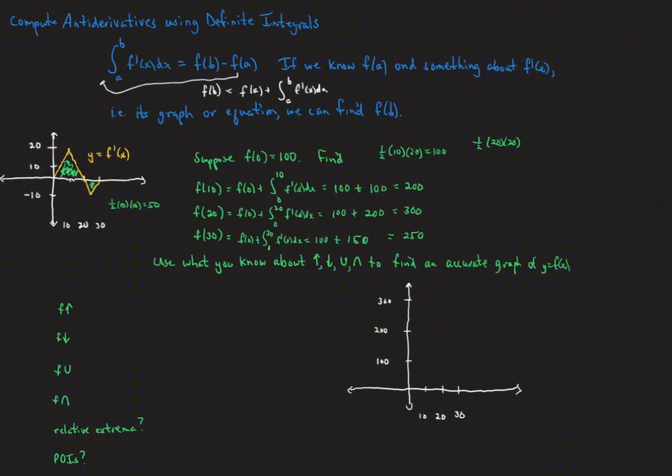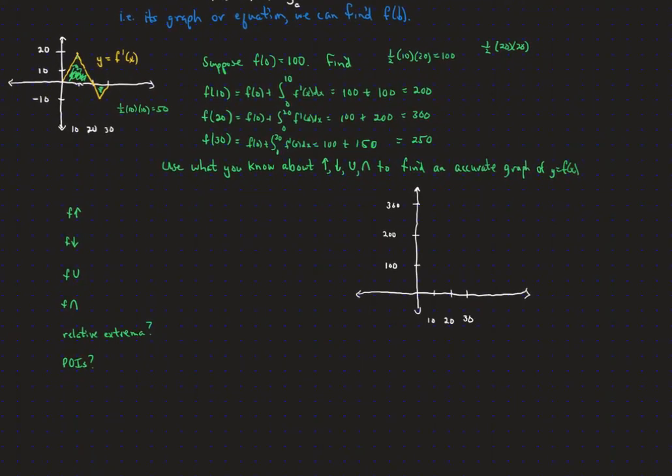Okay, now let's plot those points while we've got them. So we know that f of 0 we said was 100, and we found that f of 10 is 200, f of 20 is 300, and f of 30 is 250. So that's going to be right there. Now, before we connect these, let's use what we know about increasing, decreasing, concave up, concave down. So we're trying to graph y equals f of x.